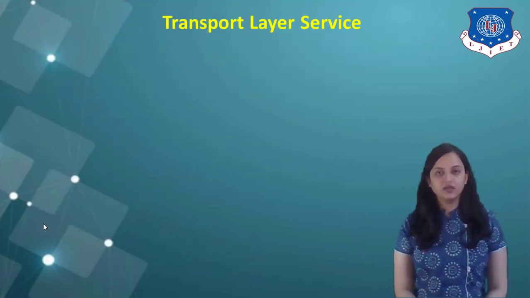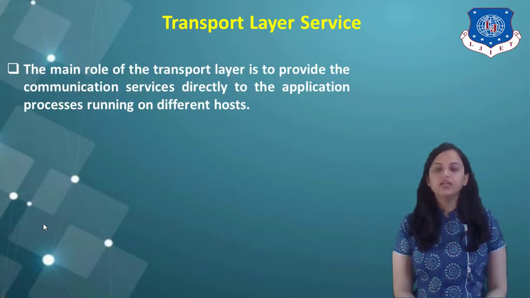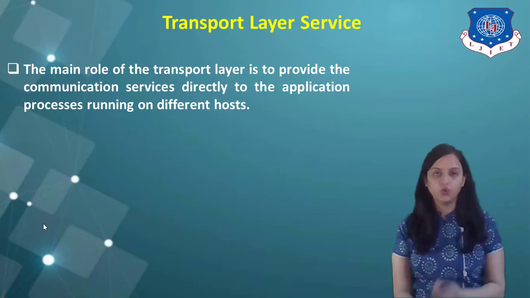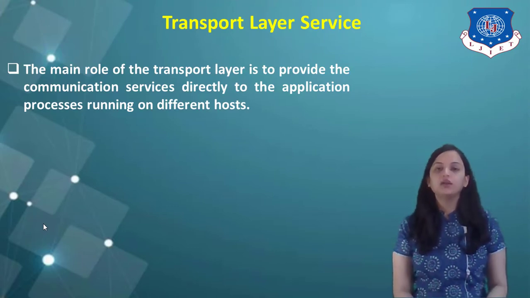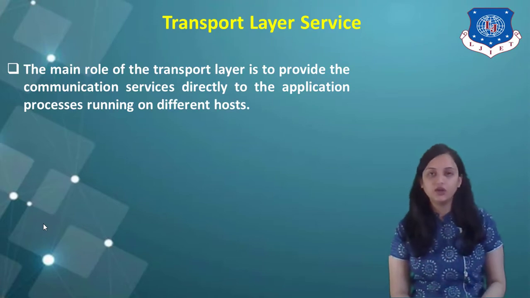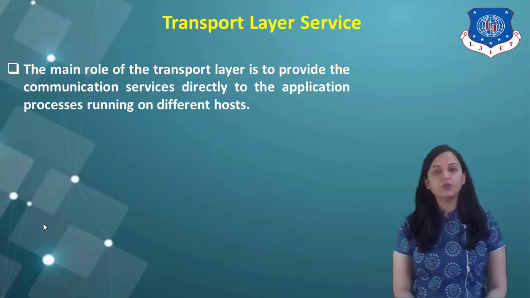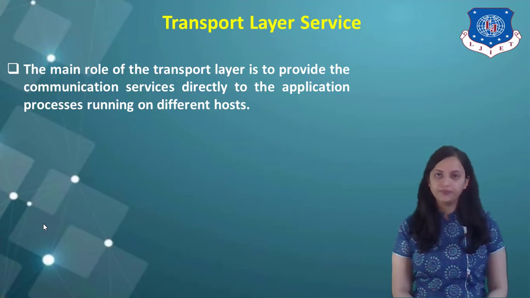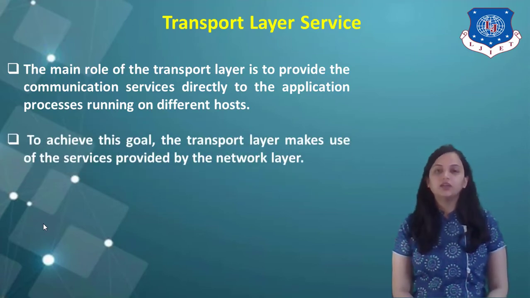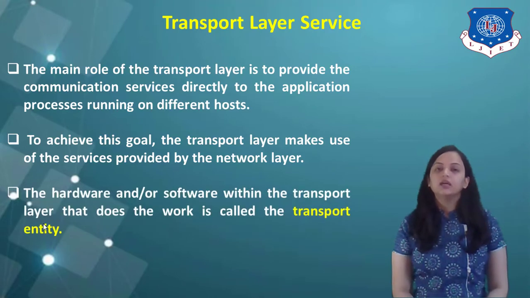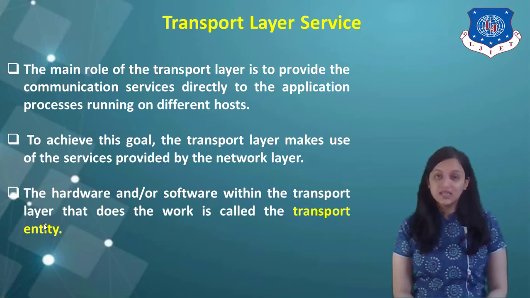So let's see transport layer service. The main role of the transport layer is to provide the communication services directly to the application processes running on different hosts. So there are the processes running on different hosts, or there are the applications on different platforms. Transport layer has to provide the services at different hosts. To achieve this goal, the transport layer makes use of the services provided by the network layer. The hardware or software within the transport layer that does this work is called the transport entity.